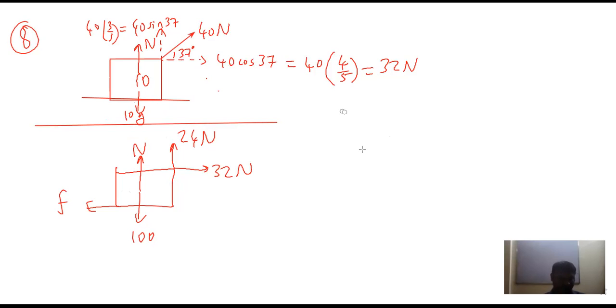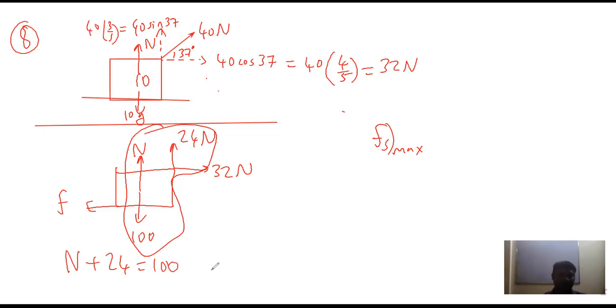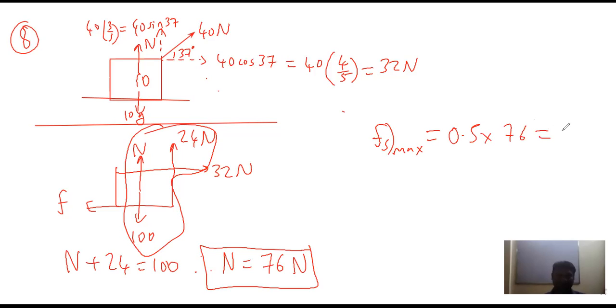Now in this case, we have to find the acceleration of the block. So let us first find the maximum value of static friction. Newton's law equation states that in the vertical direction, N plus 24 is 100. So N comes out to be 100 minus 24, which is 76 Newton. So the maximum static friction is mu s, which is given as 0.5, into N, which is 76. So it will come out to be 38 Newton.